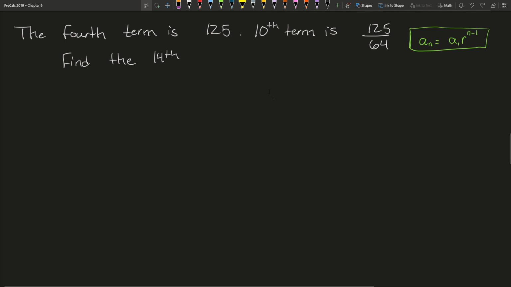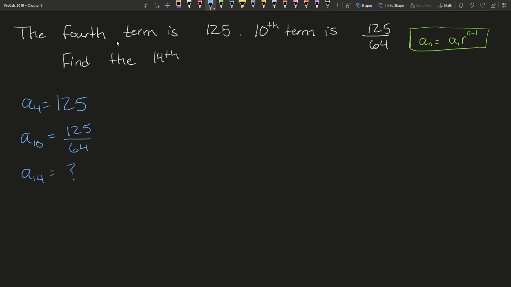Okay. And this example says to find the fourth term, or sorry, the fourth term in the sequence is 125. So we are given A4. The 10th term is 125 divided by 64, so we're given A10. And we want to find the 14th term. And in any geometric sequence, the first thing that we need to do ever is to find the common ratio.